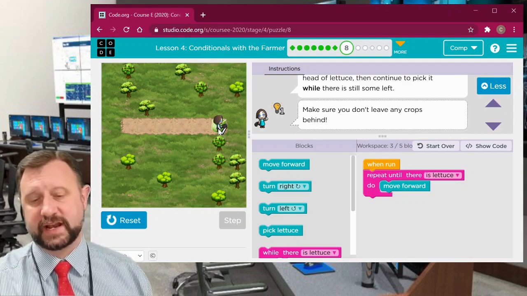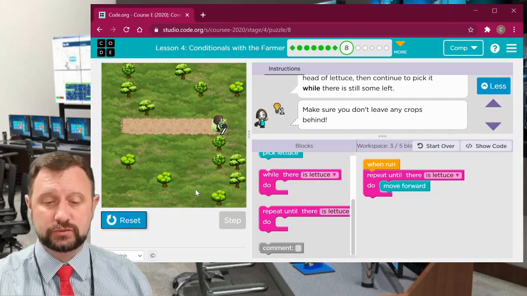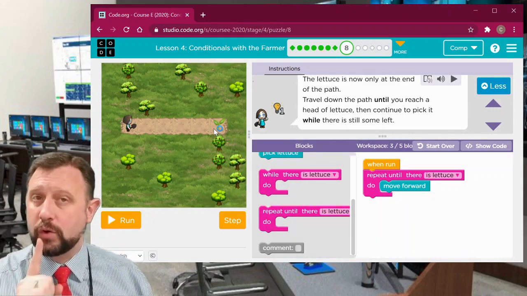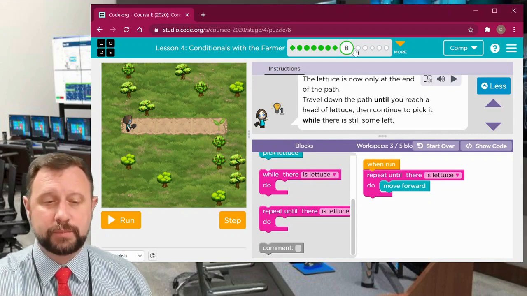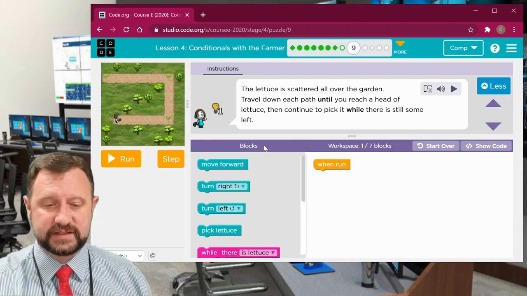Then when she's at the lettuce, can you think about which of these blocks we'll use to pick the lettuce? Because we don't know how much is there. So I've given you part of the answer right here. Let's take a look at 9. 9, kind of the same thing.